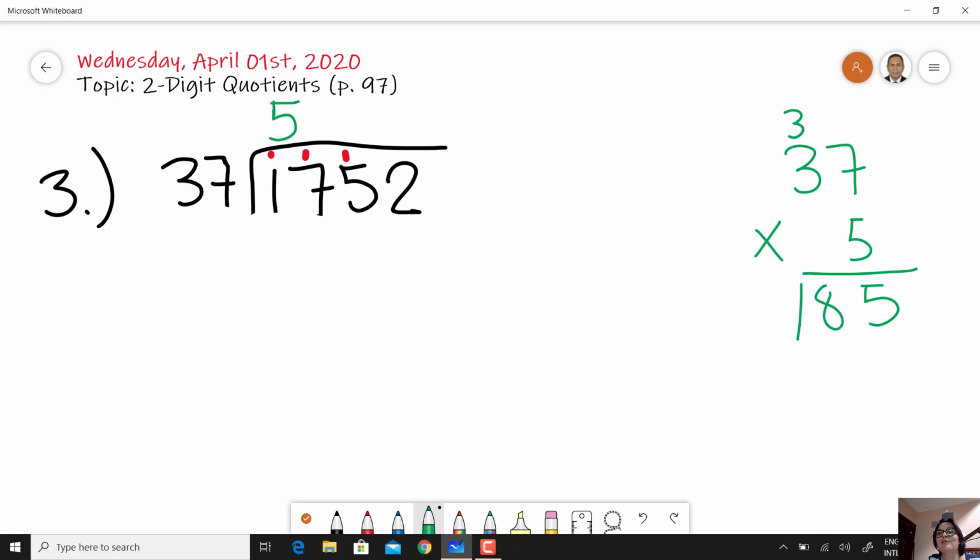Can you use 185? No, right? Because it's bigger or greater than 175. So that means that the number that you have to use is not number 5. It has to be a less number, a number less than 5. So let's try with 4.